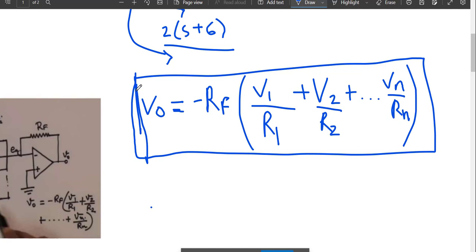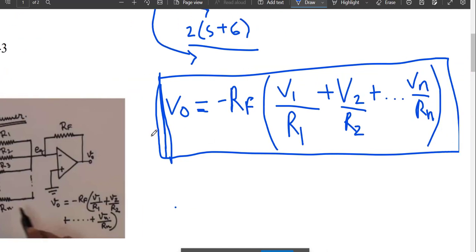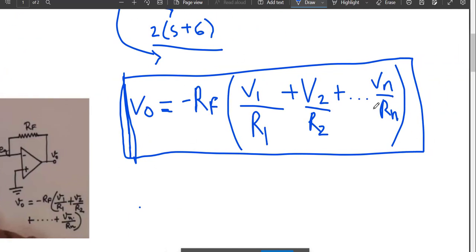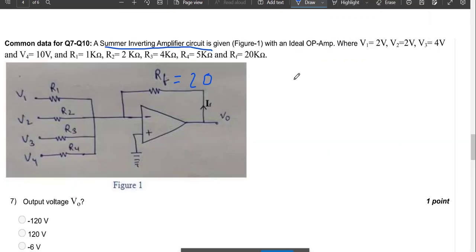Yes, ma'am. Option A, minus 120 volt. Okay, very good. Others also solve. This is the formula for the summer. Try to solve. Look at your screen and now solve the question. I will write it here. Minus RF.